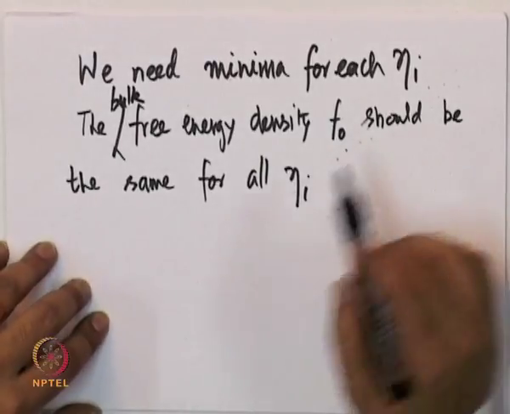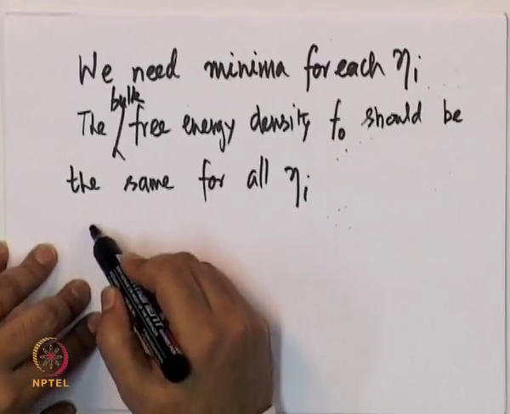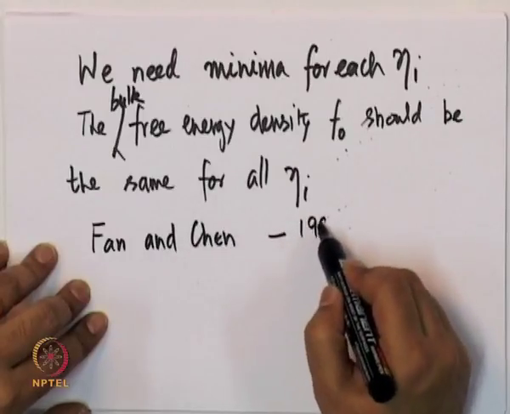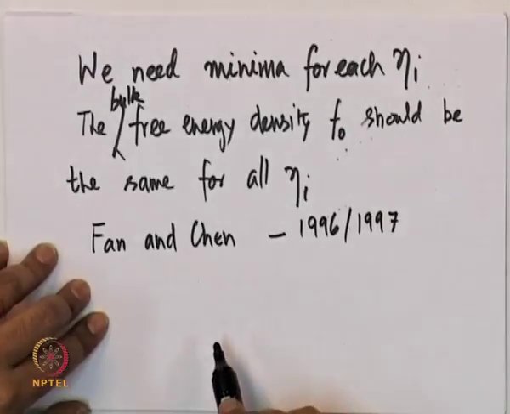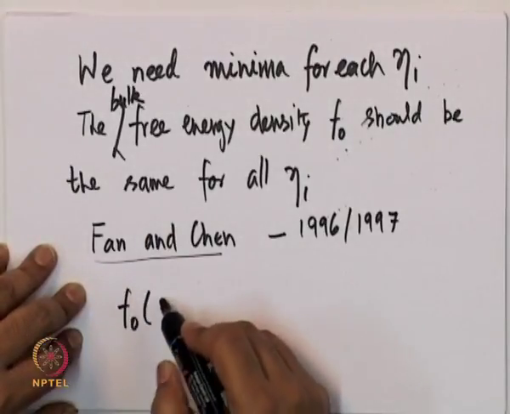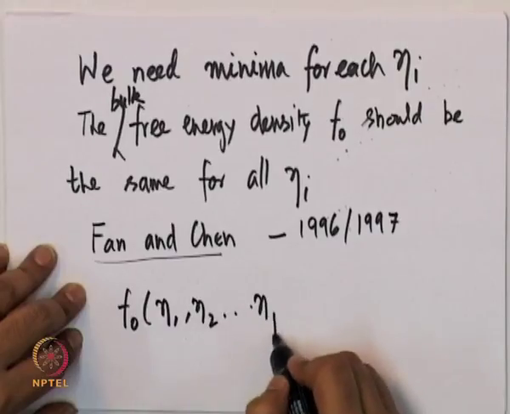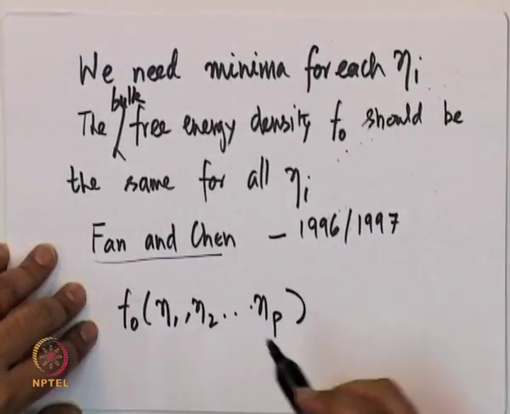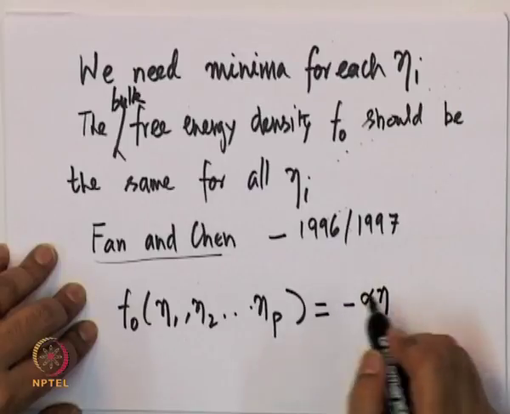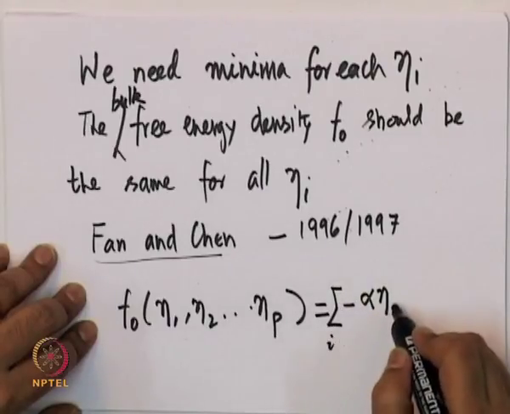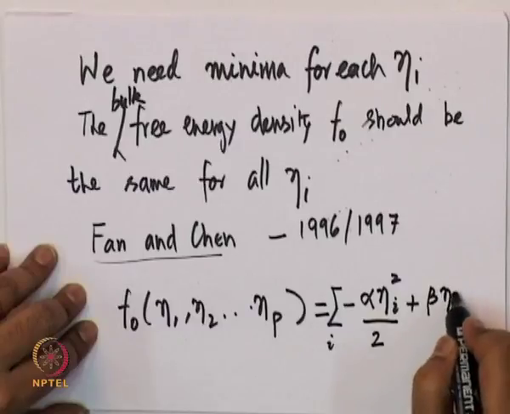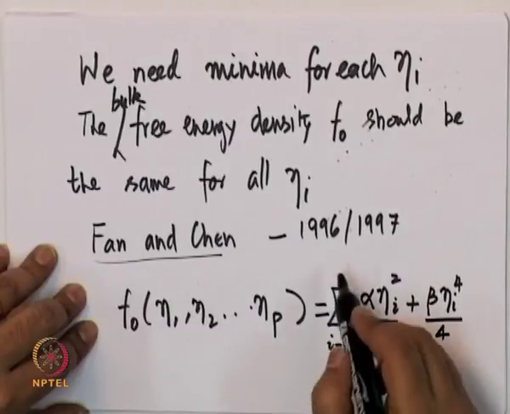So, there is a particular bulk free energy density which is given by Fan and Chen. Okay, this model was written sometime in 1996-1997, so near about 20 years ago. So, Fan and Chen give a bulk free energy density F0 of eta 1, eta 2, etcetera, up to eta p. So, if you have p orientations, then their bulk free energy density looks like this: a sum over I of minus alpha eta I squared by 2 plus beta eta I power 4 by 4, where the sum runs from I equal to 1 to p.